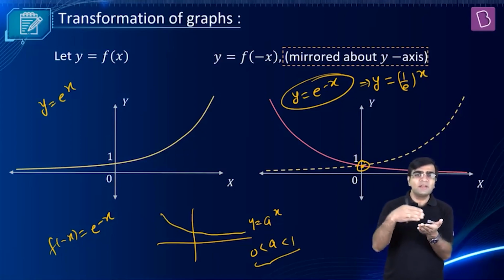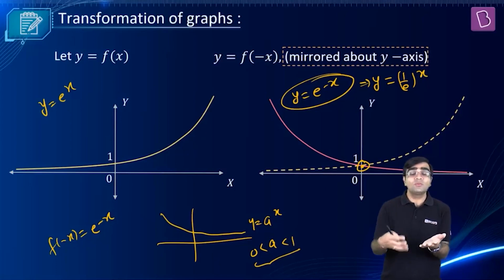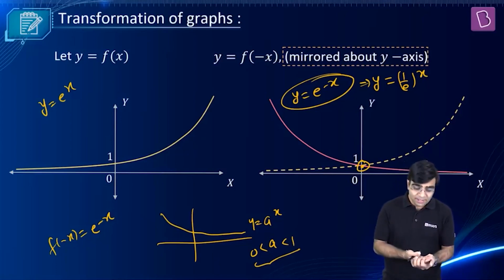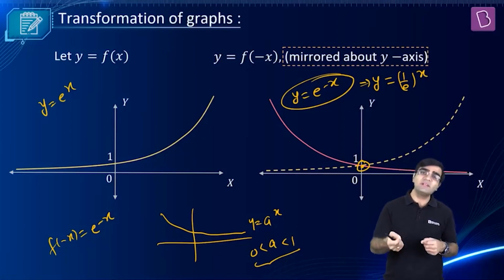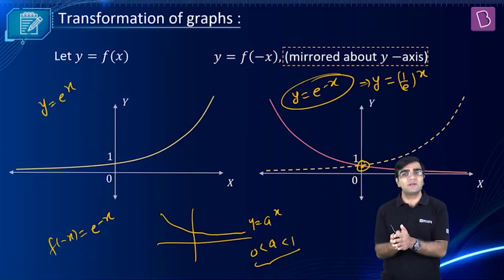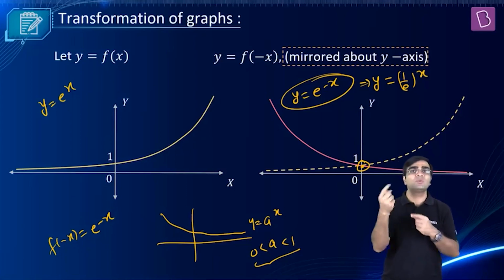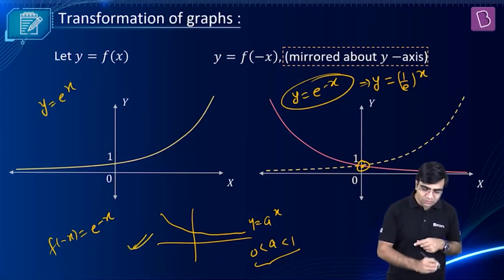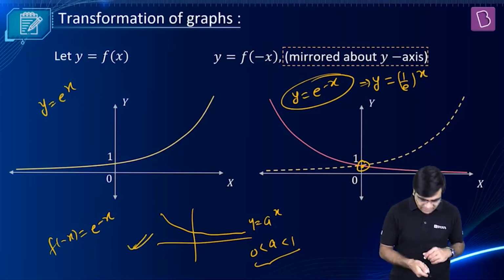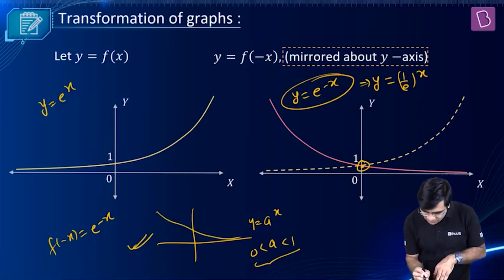If you take the example of e raised to x, and you want to move to the graph of e raised to minus x, you just have to take the mirror image with respect to the y-axis, because e raised to minus x is nothing but 1 upon e raised to x. That is a fraction raised to x, and for a fraction raised to x, the exponential function will always follow this trend of the graph. All right, I'll just make it once again.